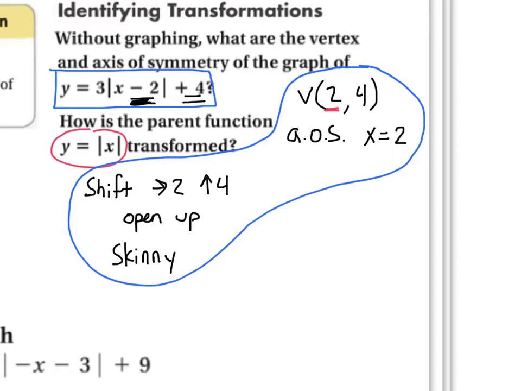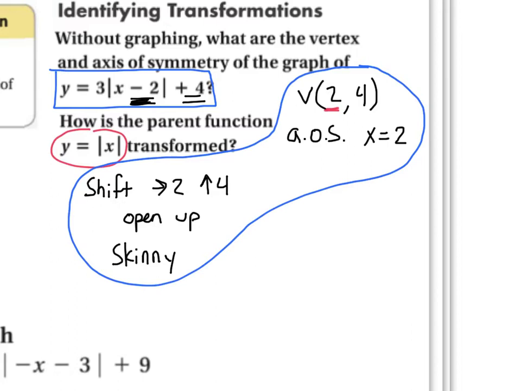Questions? You've got to be able to do that, because the more you learn the stuff we just talked about, how to find your shift, how to find your vertex, A opening up or down, being skinny or fat, that stuff is going to stick with us for the next couple of types of functions we're going to graph. That stuff isn't going to change. So if you learn it now, the stuff we're going to do over the next couple of weeks is going to be that much easier. Okay? So please practice that stuff now. Any questions?